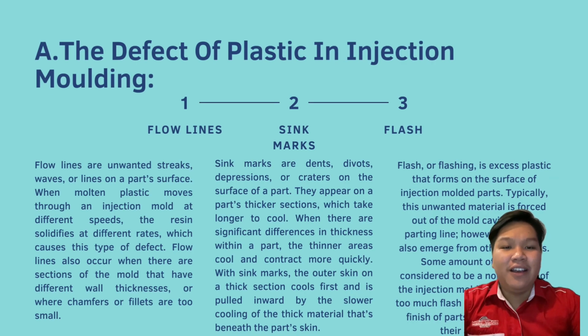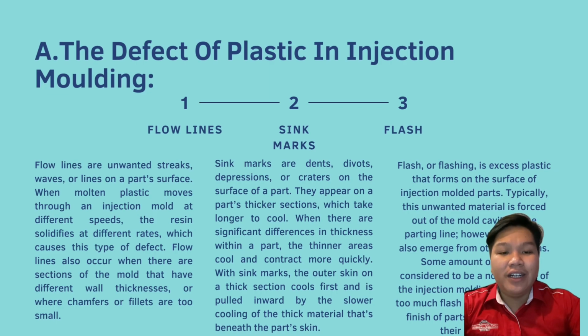Next, flash. Flash or flashing is excess plastic that forms on the surface of an injection molded part. Typically, this unwanted material is forced out of the mold cavity at the parting line. However, flash can also emerge from other locations. Some amount of flash is considered to be a normal part of the injection molding process, but too much flash can mar the surface finish of the part or interfere with the assembly.